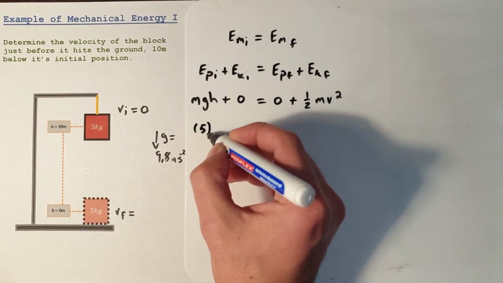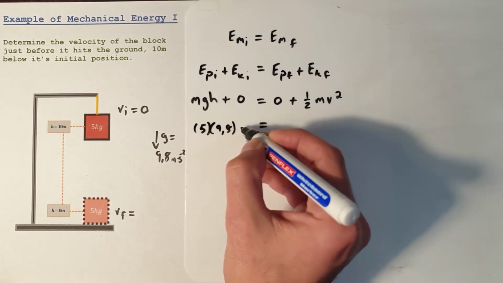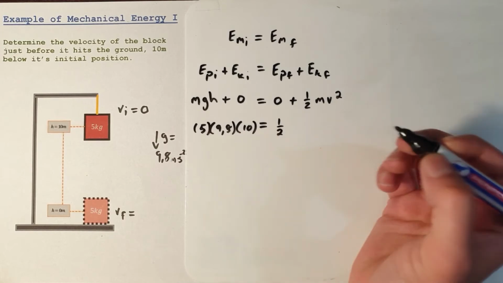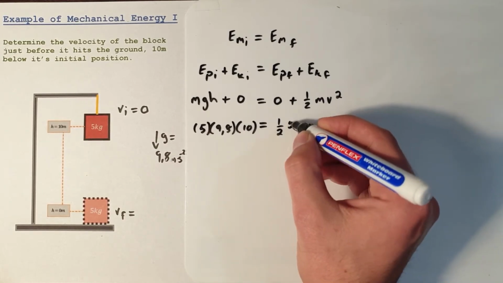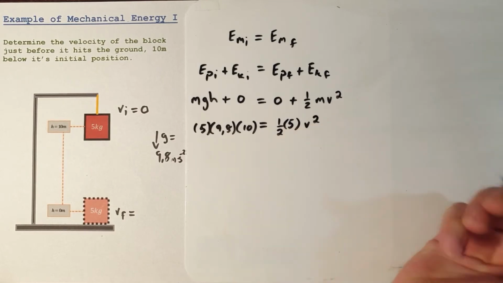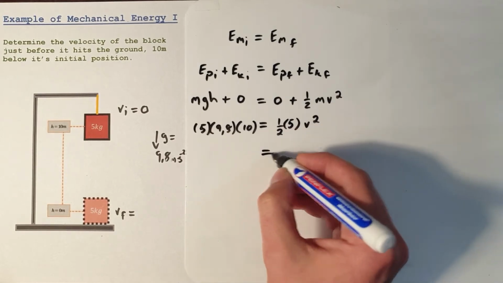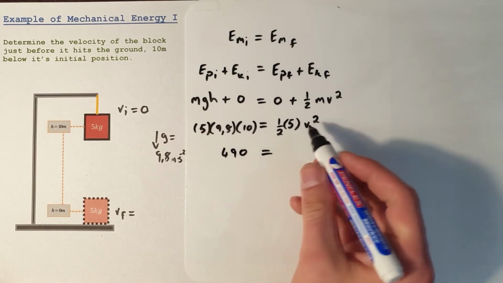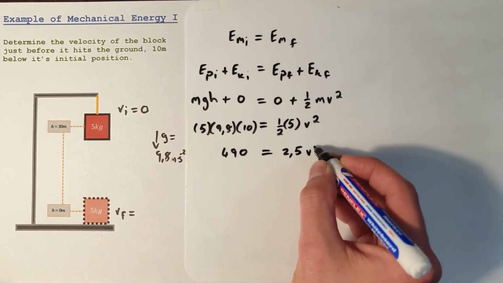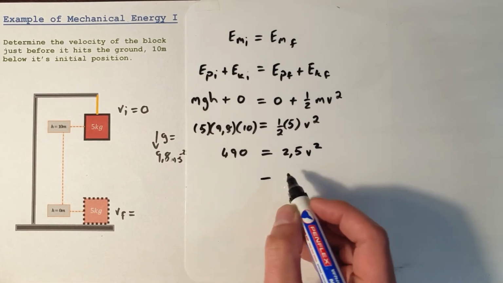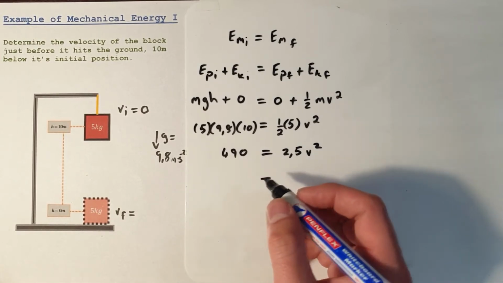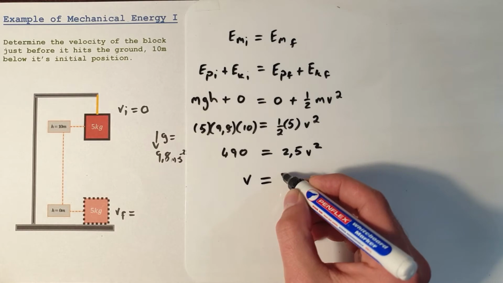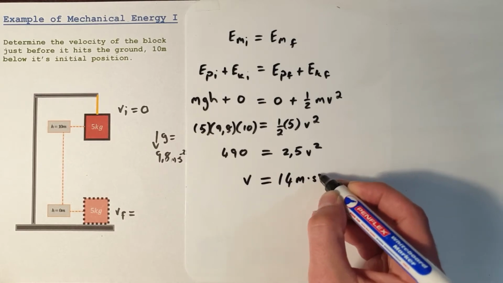All right, so let's substitute the values we have. We've got mass of 5 kilograms, gravity 9.8 meters per second squared, and a height of 10 meters. Then, for our final kinetic energy, we have our mass of 5, but we currently do not know that velocity. So if we calculate that, we'll get 490, and here we can have 2.5 v squared. If we solve this, we're going to have 490 divided by 2, and then we will square root that. And so the answer then, with some magical maths, is going to be 14 meters per second.